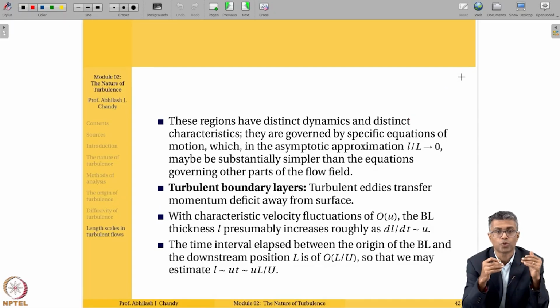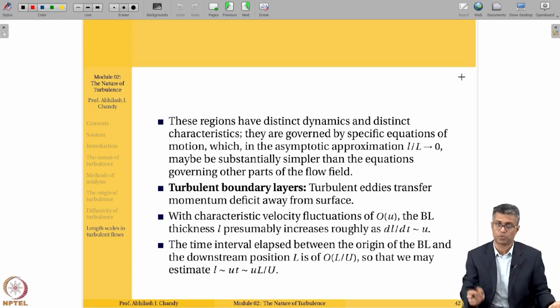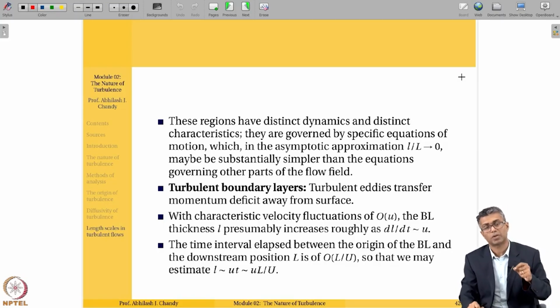So you can have these regions with distinct characteristics, right? They are governed by the asymptotic approximation that l over capital L tends to 0, and they tend to be much simpler than the actual Navier-Stokes equations. The Prandtl boundary layer equations are an example of that. So now let's think about the turbulent boundary layer, and let's have a discussion on that.